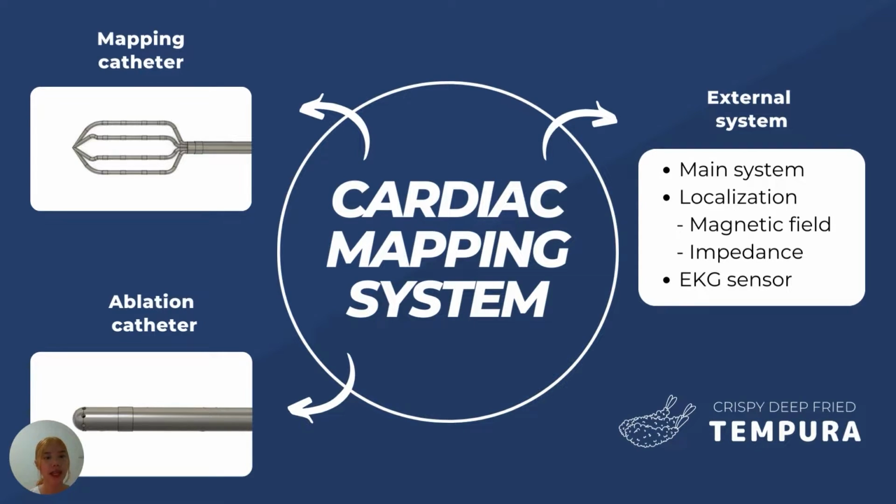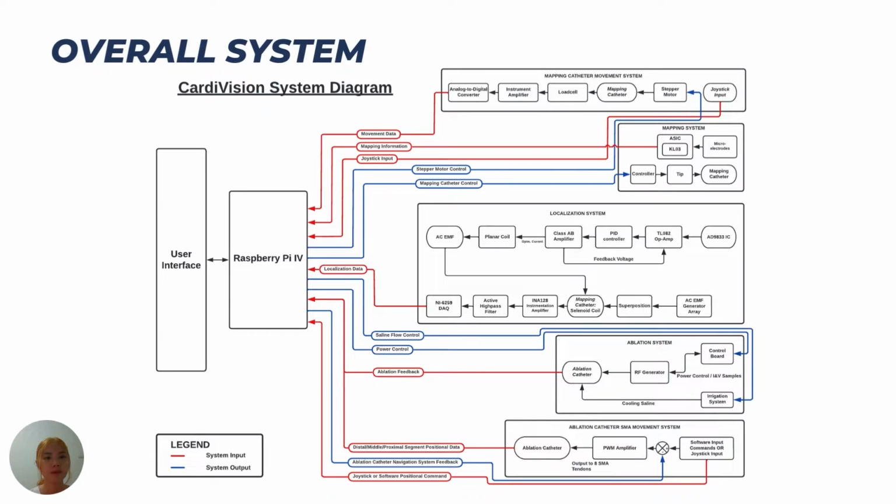These are what our catheters look like. The mapping catheter and ablation catheter here are going to be controlled by the main system. We also have localization, which is a system used to locate the catheter while it is in our body, and an EKG sensor to see the heart activity. All of the systems are controlled by a Raspberry Pi 4 here, and it will send the information and represent it in the user interface, and the physician can see it all the time.